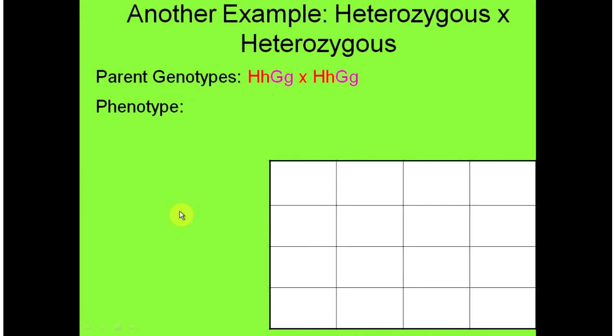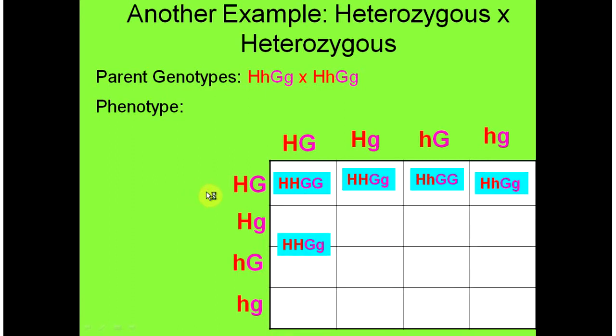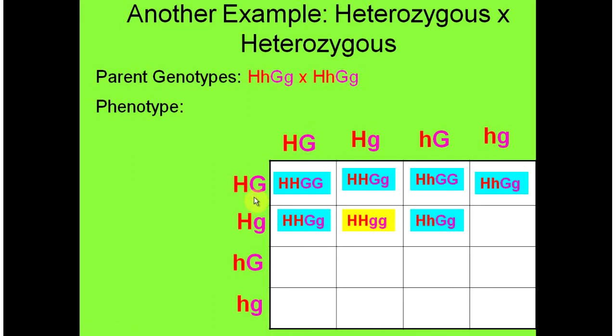So, I am going to use a color coding system. I'm going to fill in my offspring, and if I was doing this on paper, I might have a highlighter. I am going to color code all my individuals that are going to be tall and green, so at least one big H, at least one big G, in the color blue. Then I'm going to fill in all of my offspring that are tall and yellow, a big H, little g, in yellow.